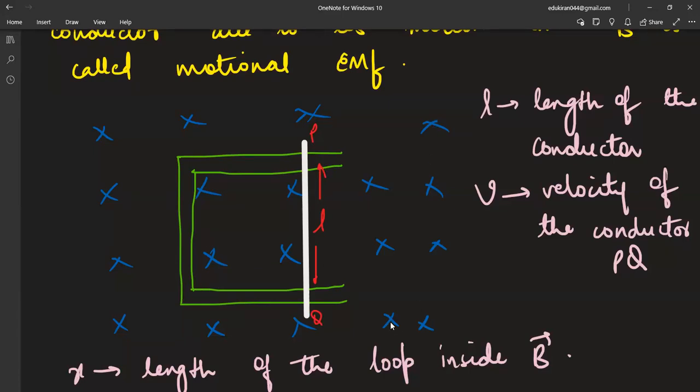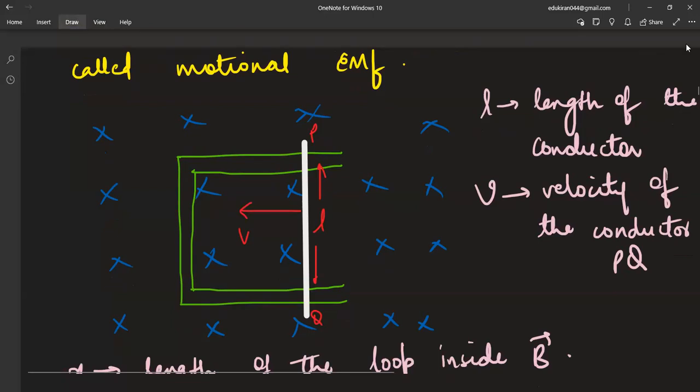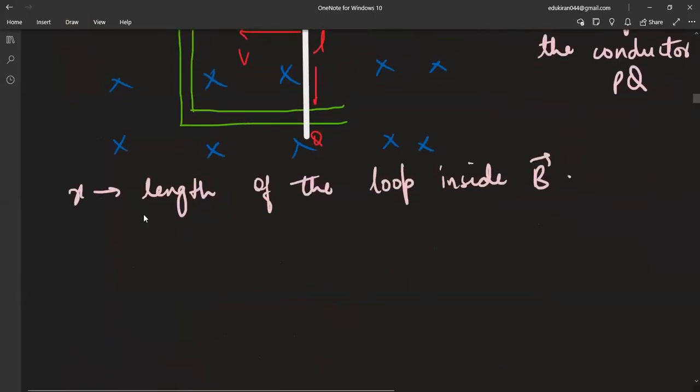This is the magnetic field. L is the length of the conductor, and let's say this is moving with velocity V inwards. Fine. Now when we talk about the magnetic flux, what is magnetic flux?